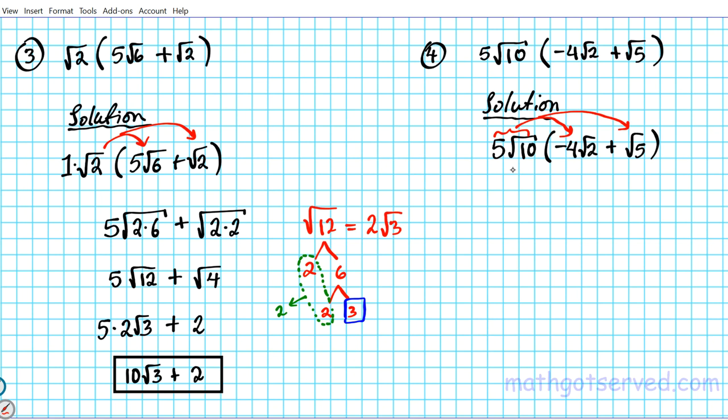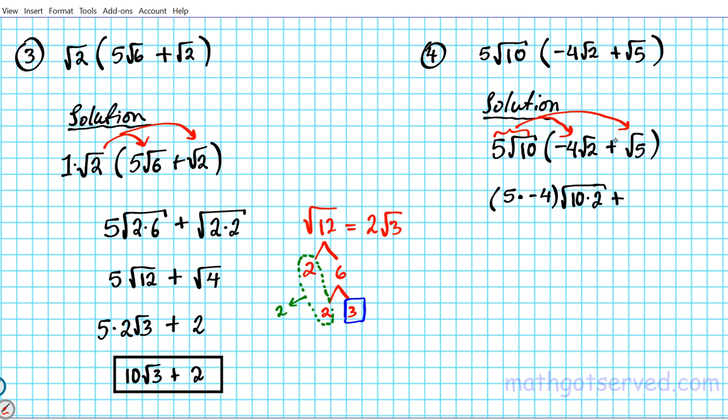Okay, so what would that yield? We're going to have, let me show you the intermediate step. We're going to have 5 times negative 4. That's the coefficient. And then root, multiply the radicands, 10 times 2.